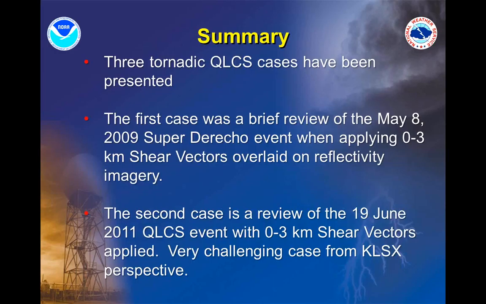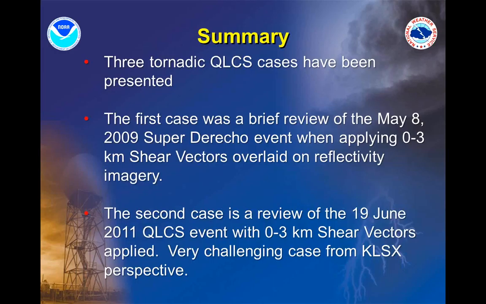So anyway, in summary, we looked at three different tornadic QLCS cases. The first case was a brief overview of the May 8th super derecho event, and when applying the 0 to 3 kilometer shear vectors overlaid on reflectivity imagery, the vectors were nearly perpendicular to the line, maybe with a 10, 15, or 20 degree offset, but still well within reason. And again, most of the tornadic mesovortices formed near the apex of the echo in this case.